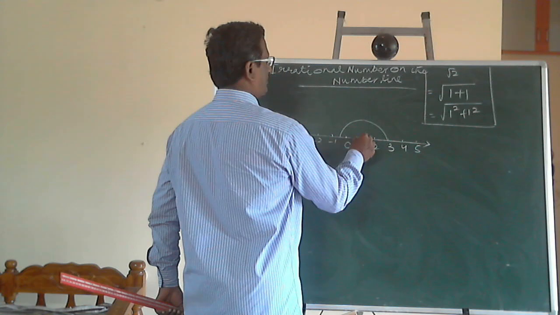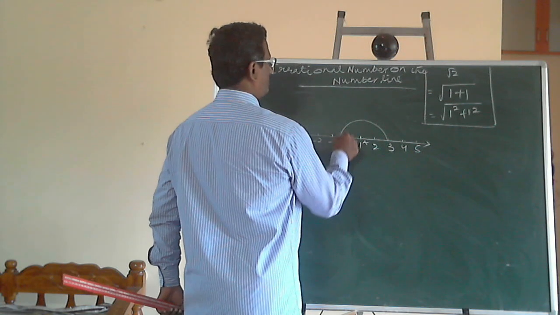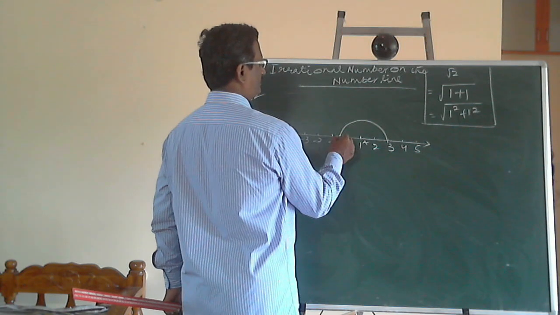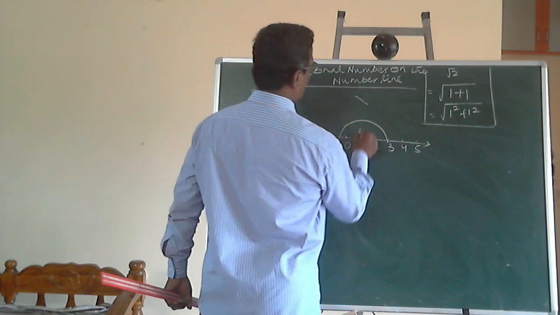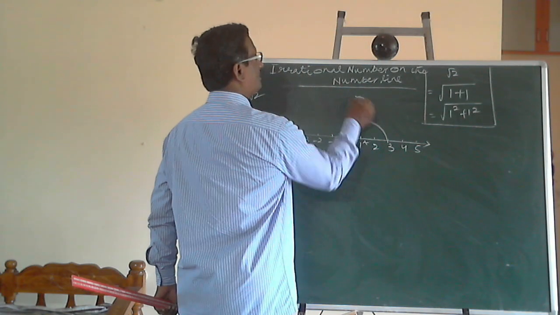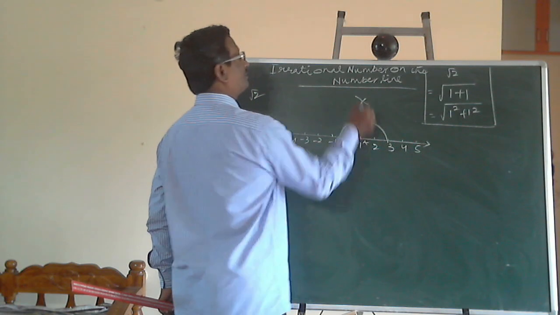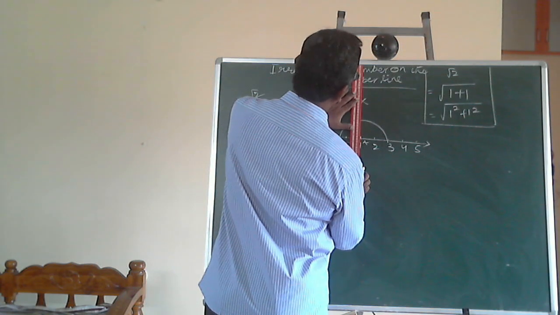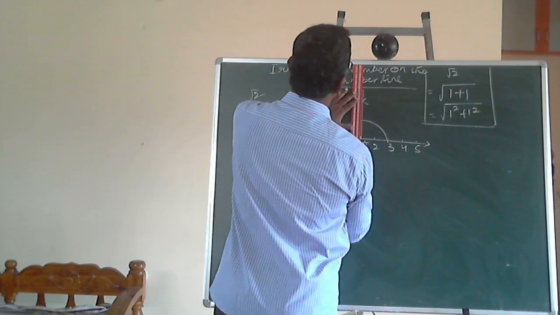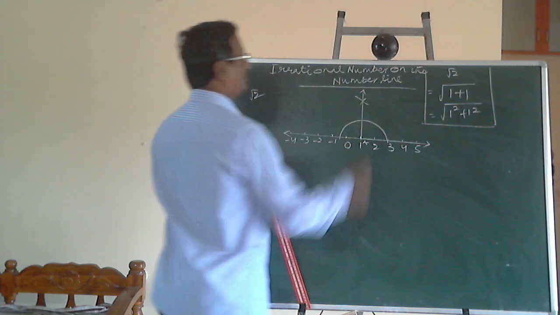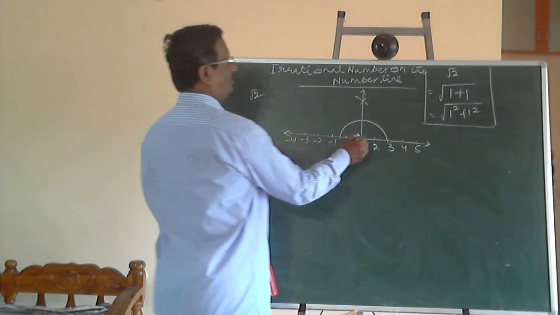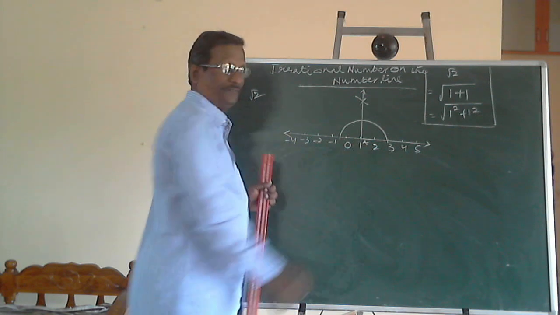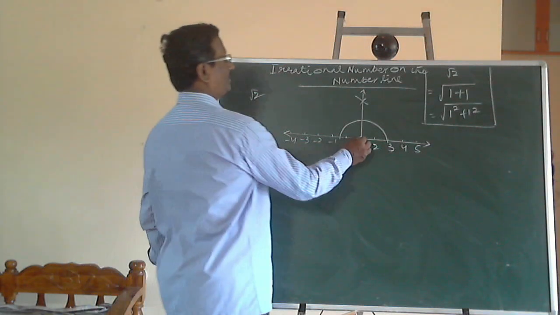With center this point A and a suitable radius, draw an arc intersecting the number line at two different points. From these two points draw arcs of equal radii. Join this point with A. This is perpendicular to the number line. By taking 1 unit as the radius, here 5 centimeters, draw an arc.